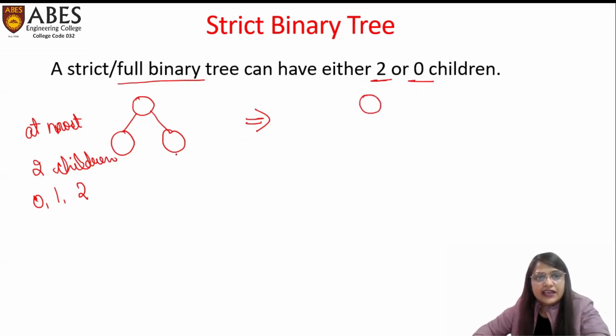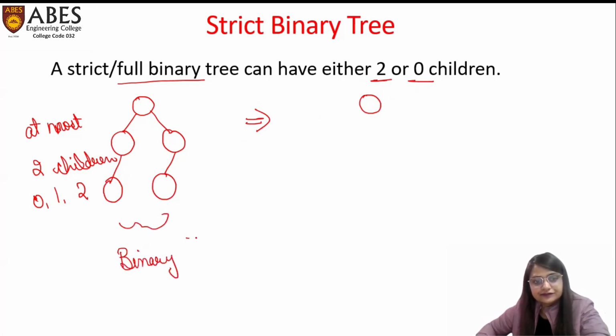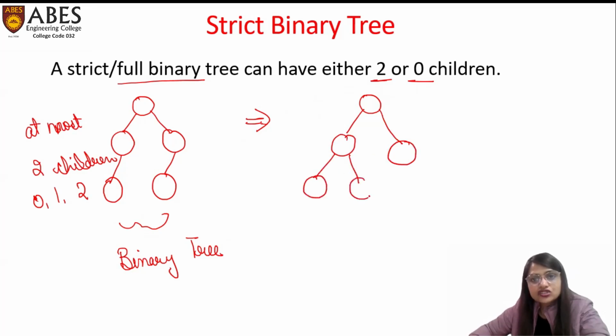For example, if I talk about this representation, then it is denoting a normal binary tree, which can have at most 2 children. But if I apply a further restriction that a node can have either 0 or 2 children, then it will be converted into a strict binary tree or full binary tree. Every node can have either 0 or 2 children. One as a child is not allowed. That's why this is the representation of a full binary tree.